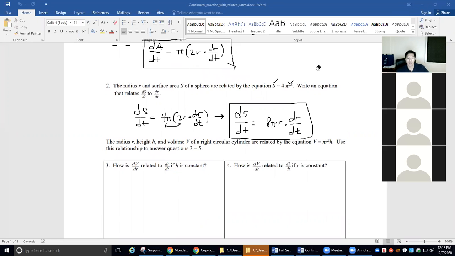Okay, guys, so on number 3, how is dV/dt related to dr/dt if h is constant? I'd like to hear someone's final answer on this, what their suggestion is. Like, what am I going to have at least on the left side, like here? So I'm going to have dV/dt.